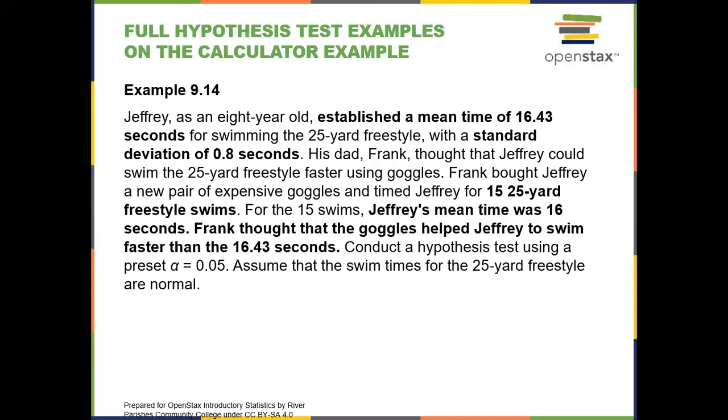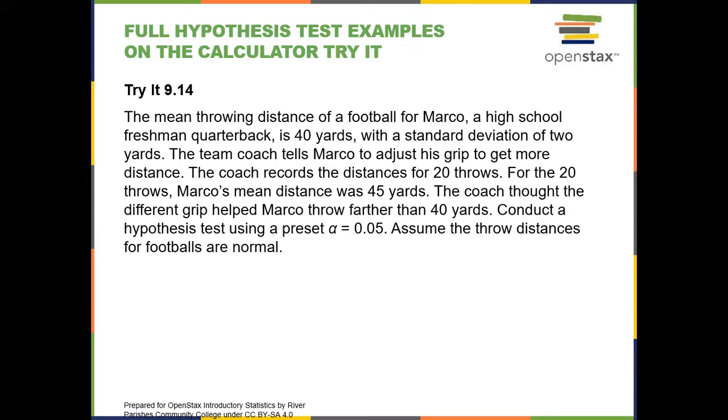Conduct the hypothesis test using a preset level of significance of 0.05. We are taking a maximum risk of rejecting H0 when it is true at 5%. Our p-value is 0.018, which is less than alpha 0.05. Therefore, reject H0 and we conclude at alpha equal to 0.05 there is enough evidence to support the alternate hypothesis H sub A, mu less than 16.43. Okay.